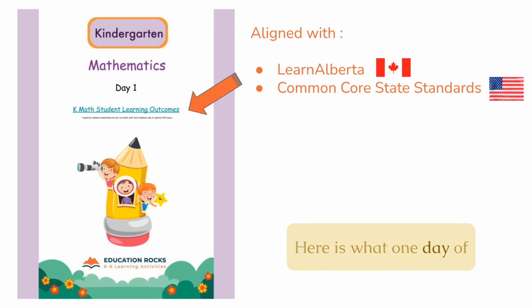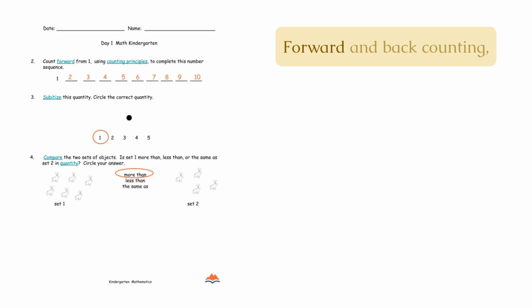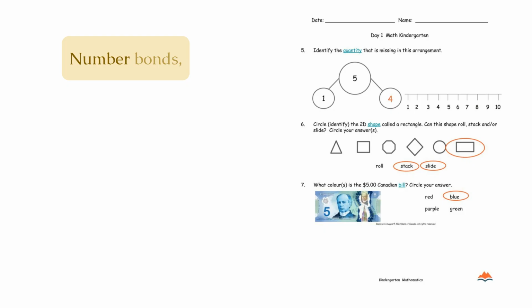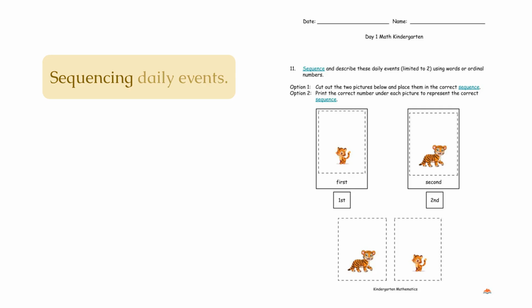Here is what one day of kindergarten math full curriculum looks like. Sorting objects, forward and back counting, visual quantification, and comparing objects, number bonds, two-dimensional shape properties, and financial mathematics, measuring attributes, measuring length, and repeating patterns. Sequencing daily events. This concludes day 1 math all student learning outcomes practiced.